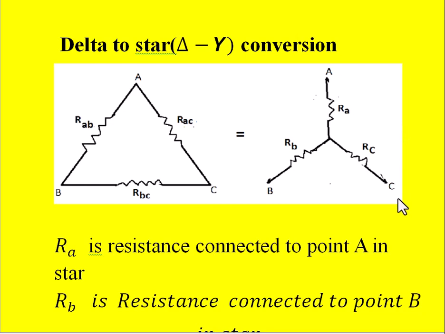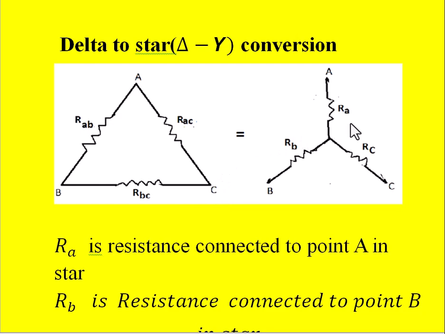To get the equivalent star for this known delta connected system, the elements are defined like this. In the delta connected system, there are three terminals A, B, C. Between A and B, the resistor connected is RAB. The resistance connected between B and C is RBC. The resistance connected between A and C is RAC.